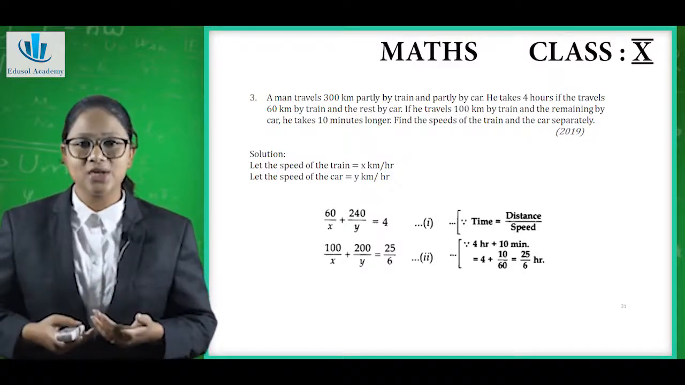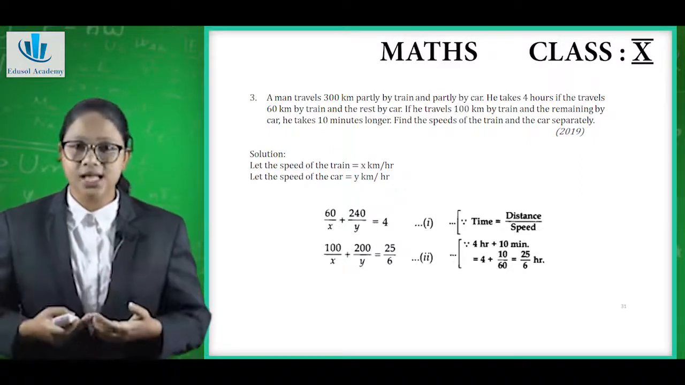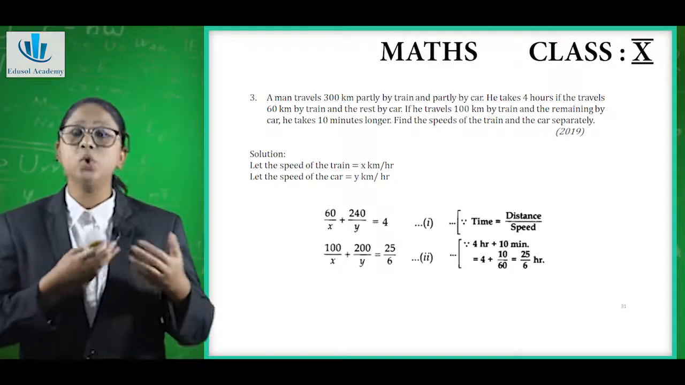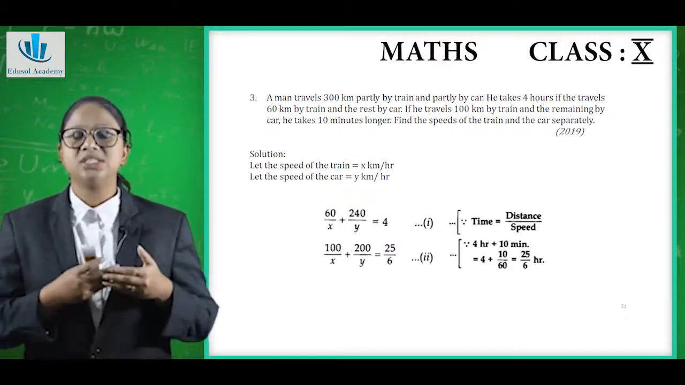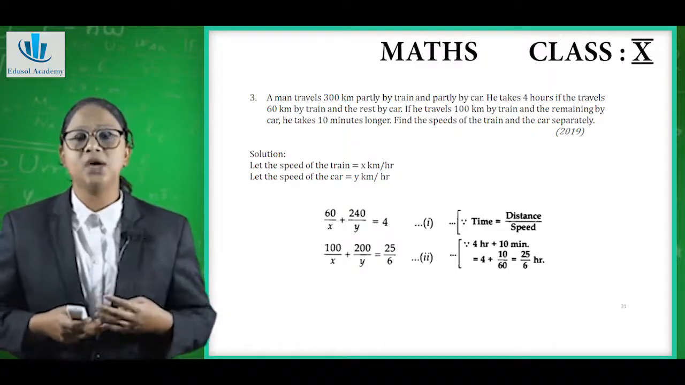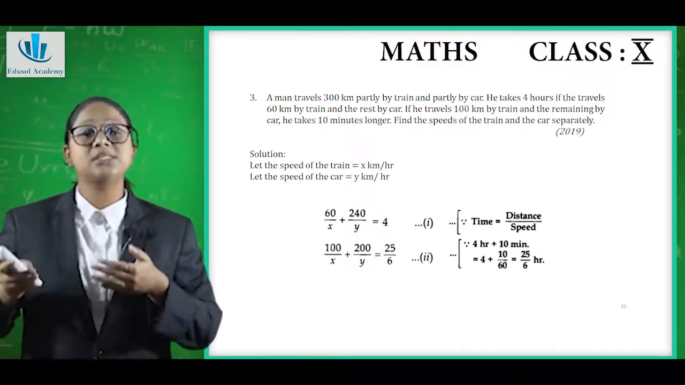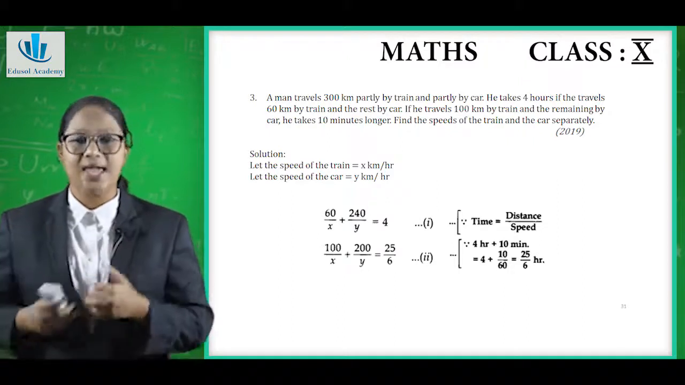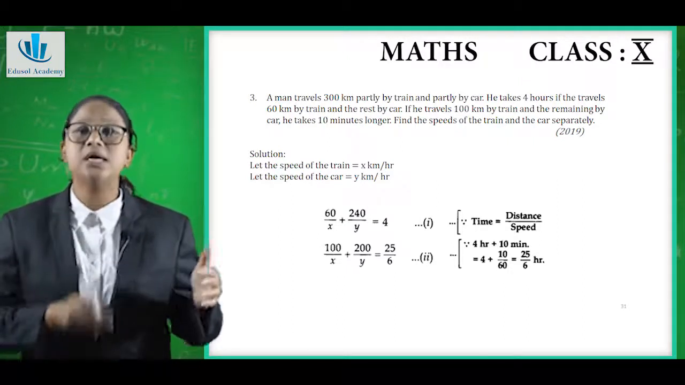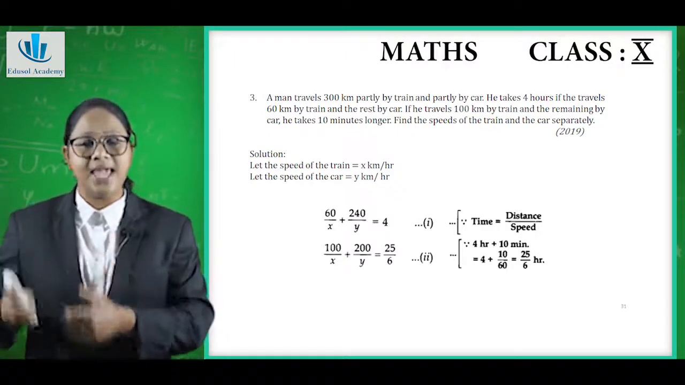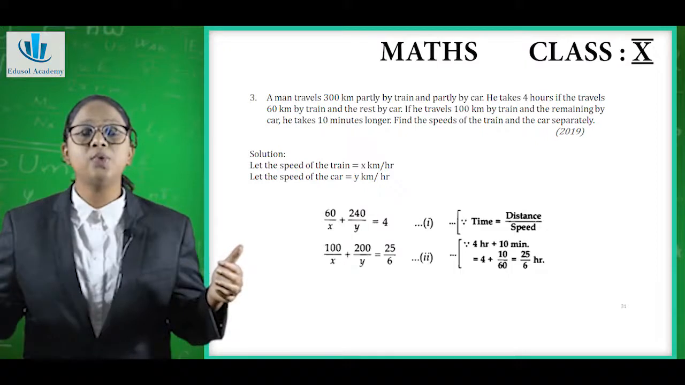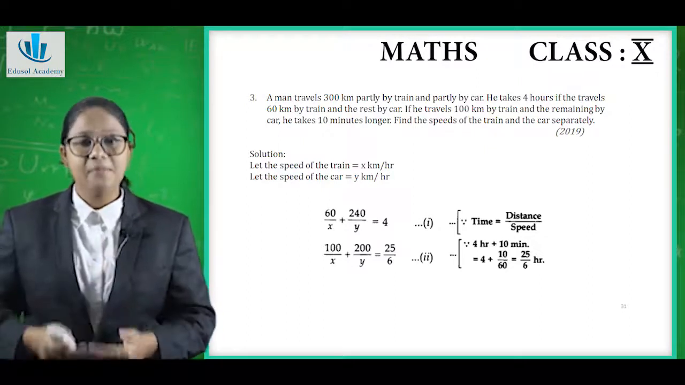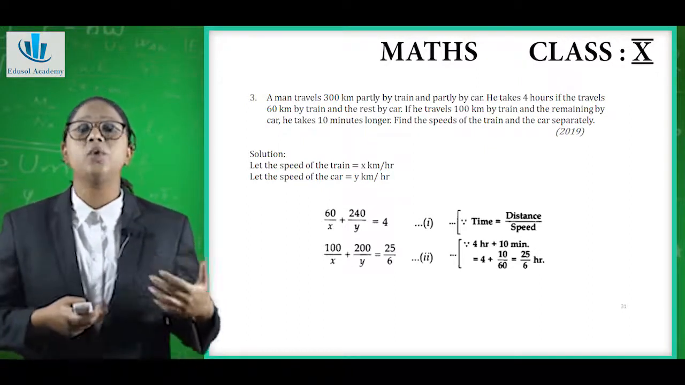So let's see how the equation goes. So there is time, speed and distance involved. So we have to use time is equal to distance by speed, because the total time has been given for the entire journey. So time is 4, 4 is equal to distance by speed. What is the distance covered by train? 60 kilometer. And what is the speed of train? x. So 60 by x for the total journey. So we have to add the car's time as well. So 60 by x, what is the remaining distance? 300 minus 60, that is 240. So 60 by x plus 240 by y is equal to 4 hours.